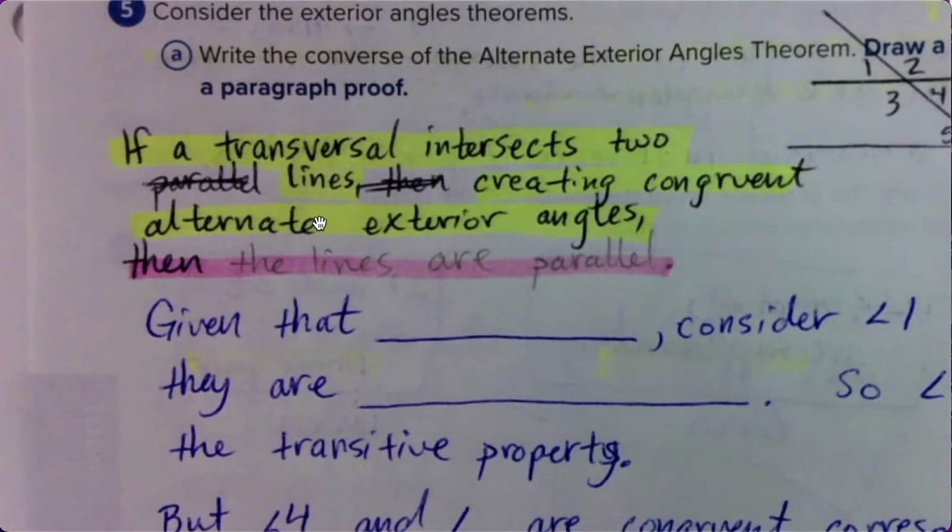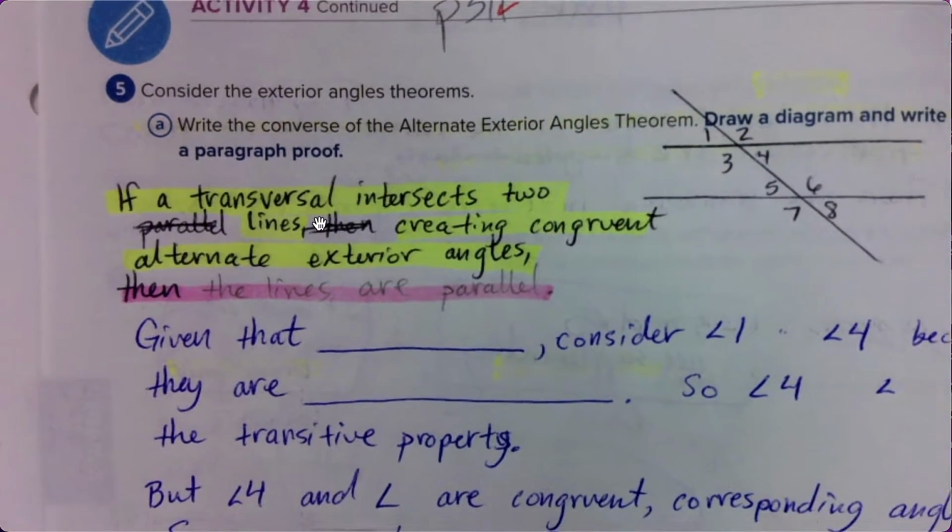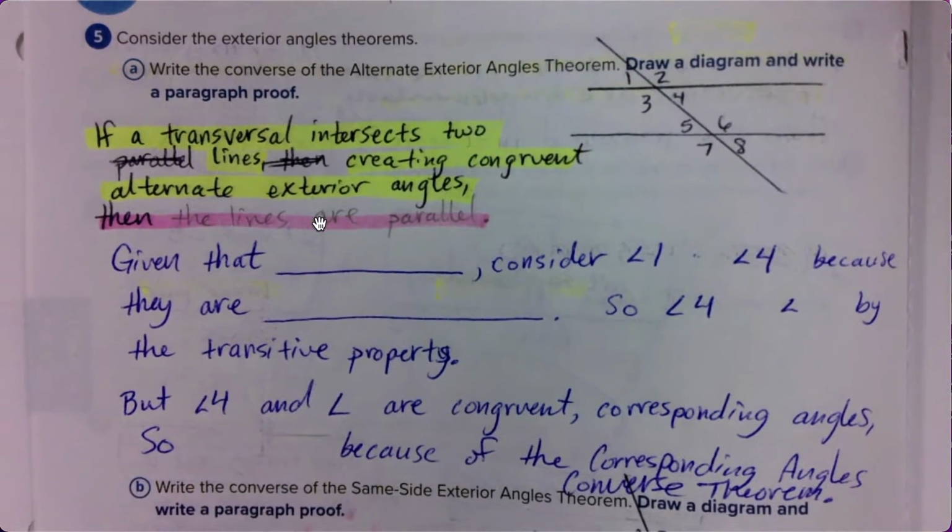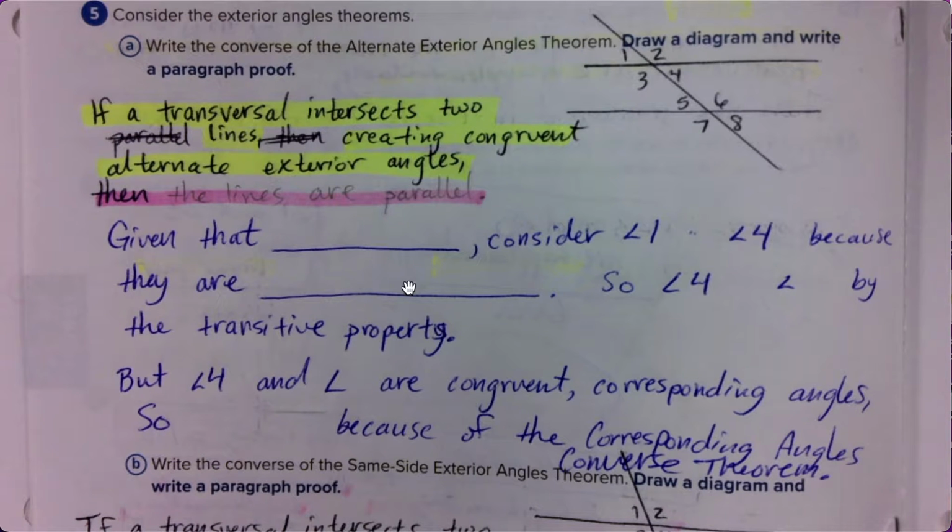So this question asks us to write the converse of the alternate exterior angles theorem, to draw a diagram, and to write a proof. And so I've given you all of the phraseology that you're going to need to know, and we're going to fill in the blanks together. And I'll keep my face a little off camera, and let's get into this one.